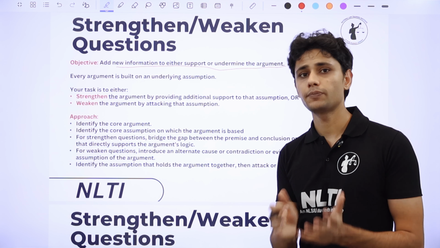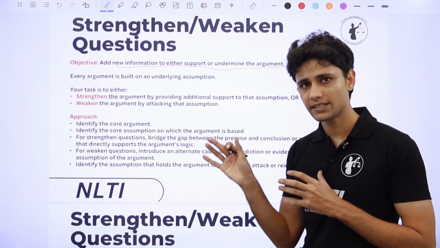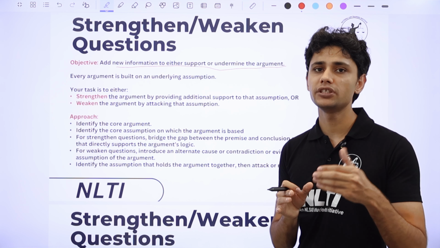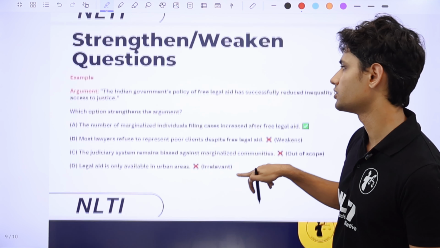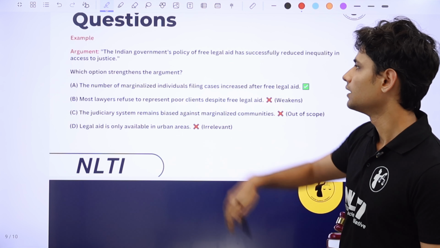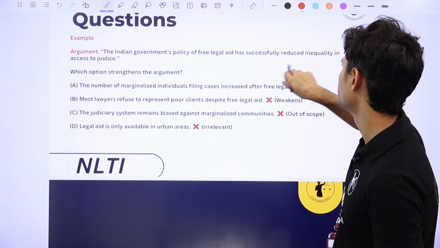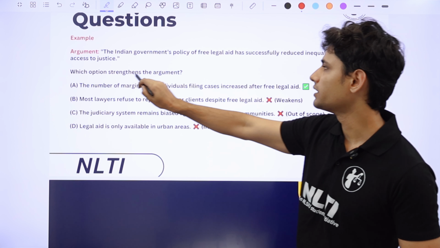If you're ever surprised by these questions, let me simplify this for you. In all these types of questions, you will be provided new information in the passage or in the options. Let's just take an illustration right away. The argument is: the Indian government policy of free legal aid has successfully reduced inequality in access to justice. Then which of the options strengthens this?